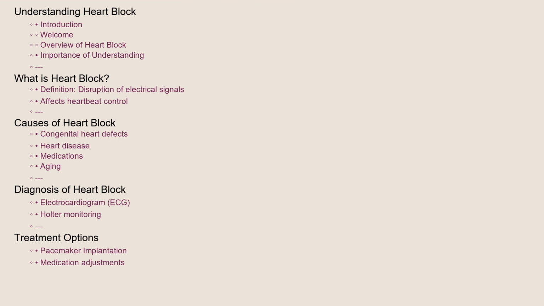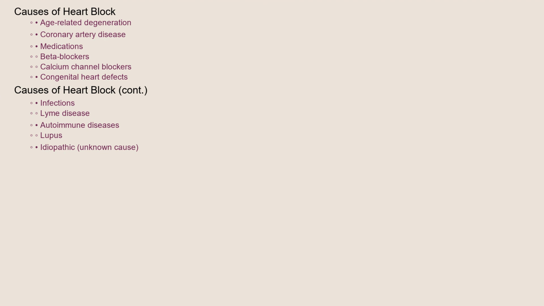Let's get started. Heart block can arise from a variety of factors. One common cause is age-related degeneration of the heart's electrical system. Conditions like coronary artery disease, which reduces blood flow to the heart, can also contribute. Certain medications, such as beta blockers and calcium channel blockers, can sometimes cause or worsen heart block. Additionally, congenital heart defects, infections like Lyme disease, and even autoimmune diseases like lupus can play a role. In rare cases, heart block can occur without any identifiable underlying cause.